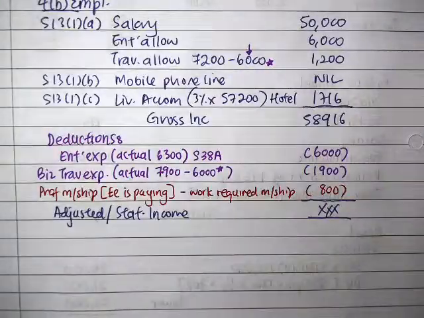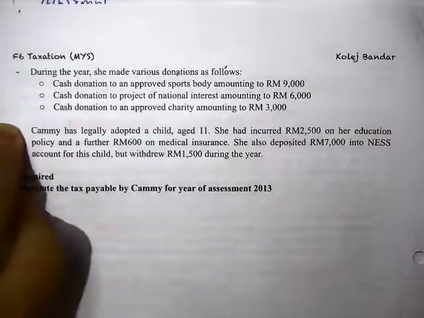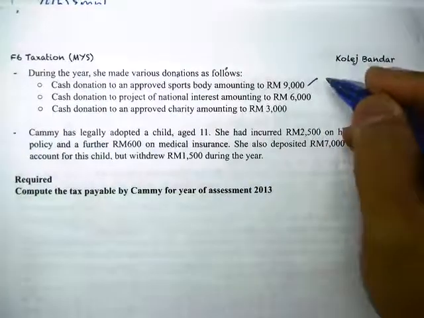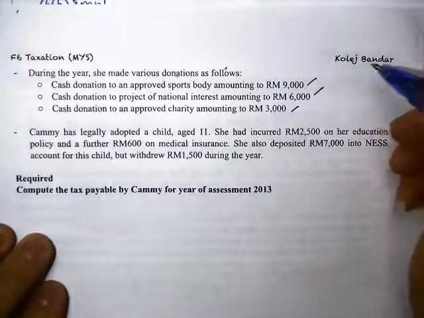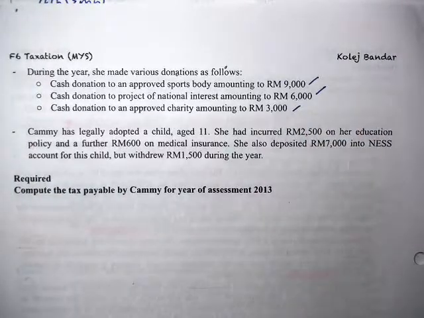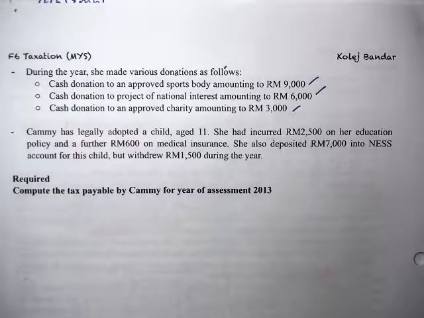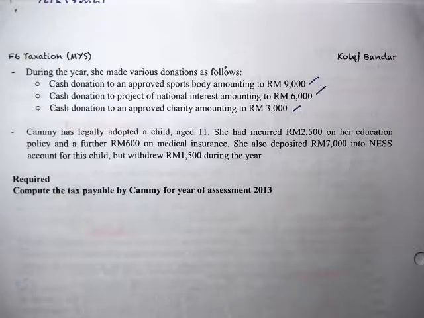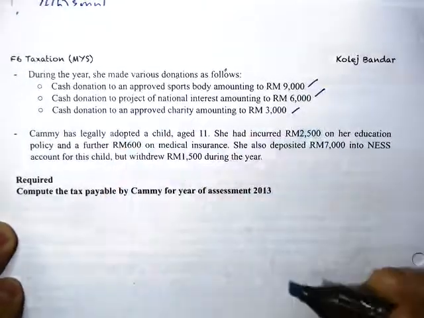Okay, during the year she made various donations to an approved sports body, project of national interest, and approved charity. Okay. Now Cammy has legally adopted a child, 11 years old. She incurred 2,005 on an education policy, 600 on medical. Now this is also relief, education and medical together.